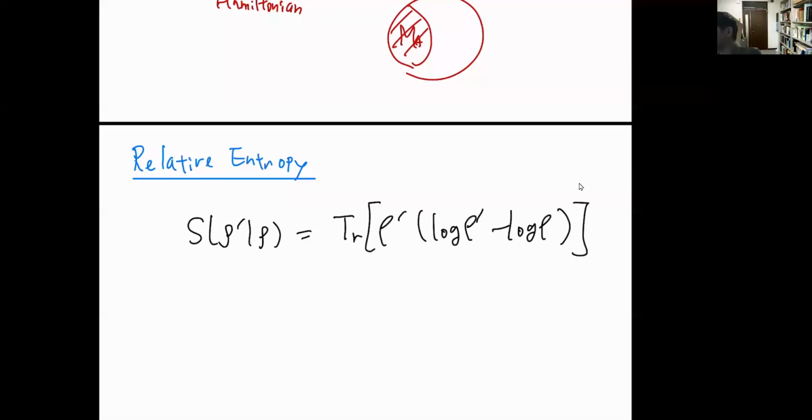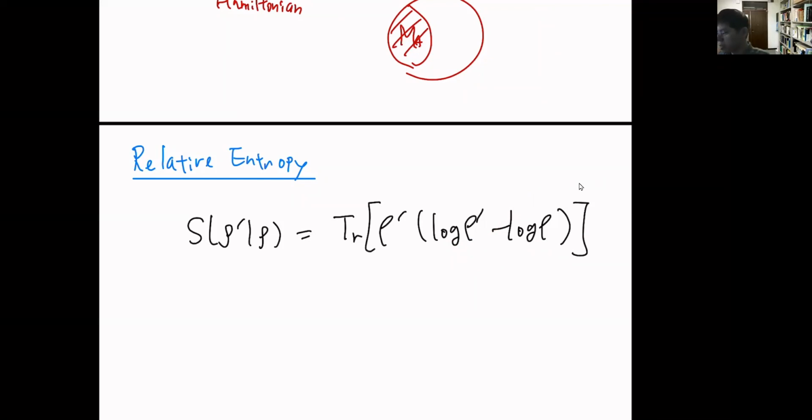It has very nice properties, in many ways, in the mathematical and also the physical sense. But we should note first that this measures the distance between rho and rho prime. If rho and rho prime are the same, then this is just zero, because these two are the same. But it is not symmetric under the exchange of rho and rho prime, so we should be careful. Nevertheless, it is a very useful quantity.